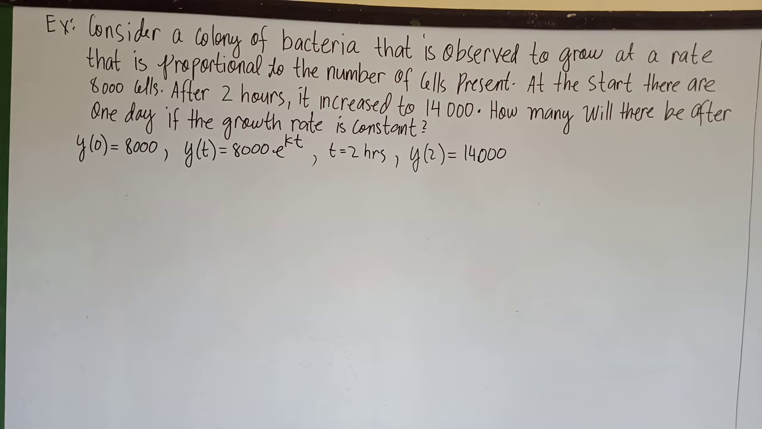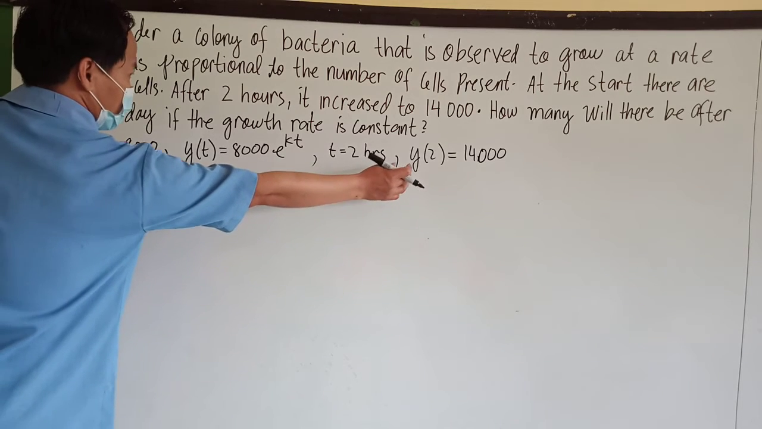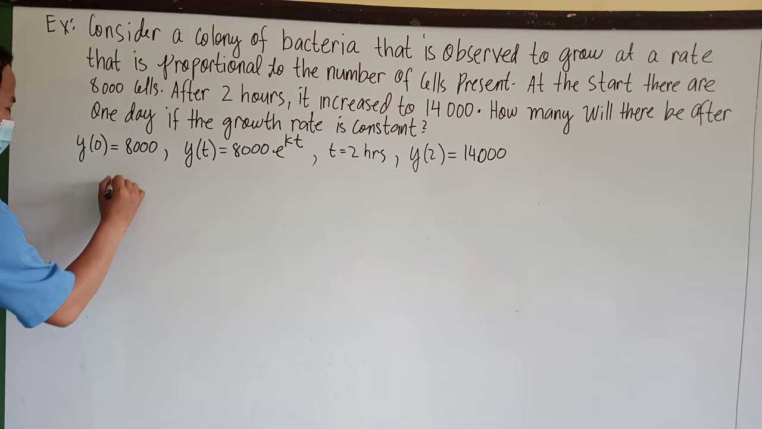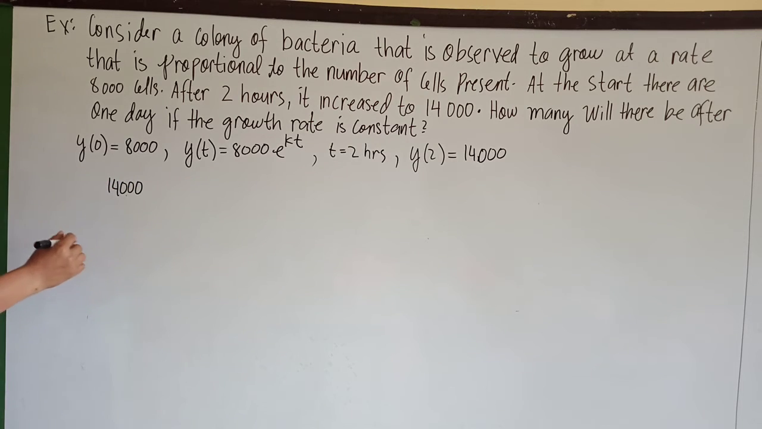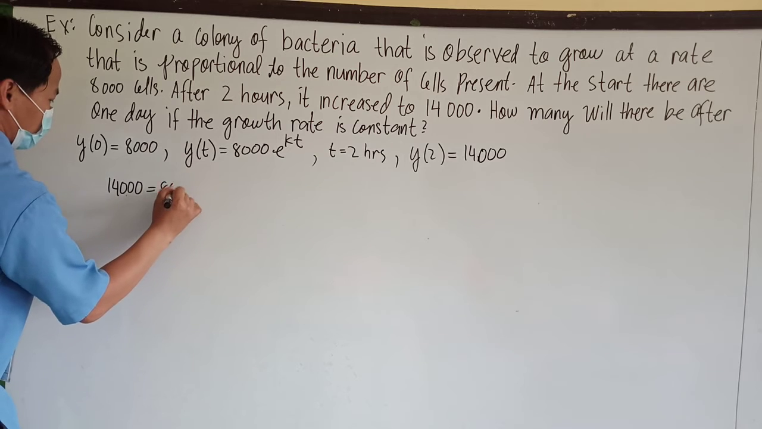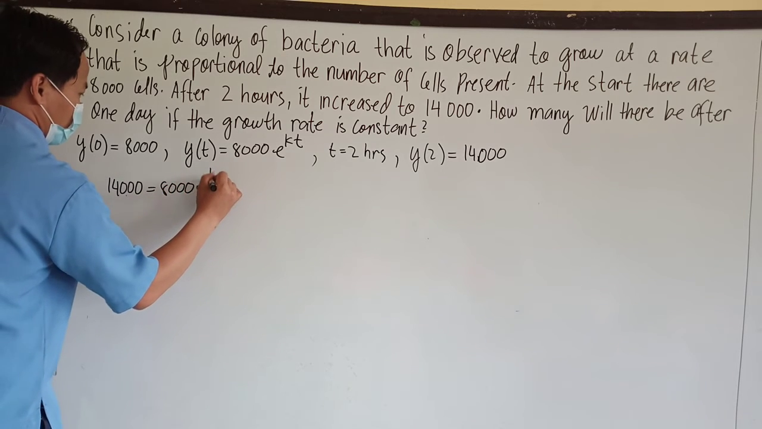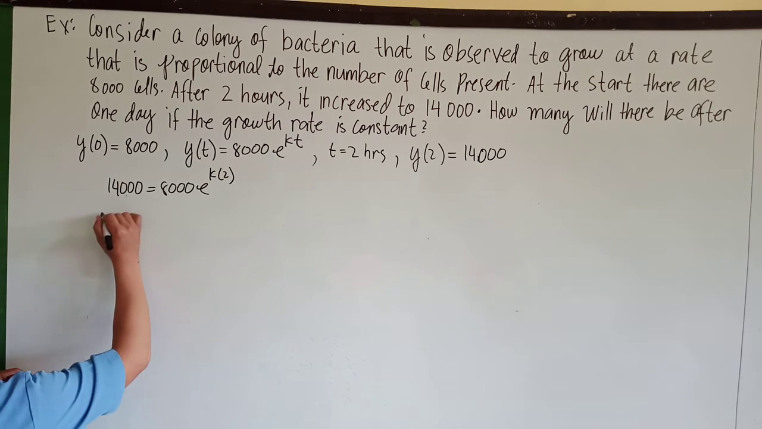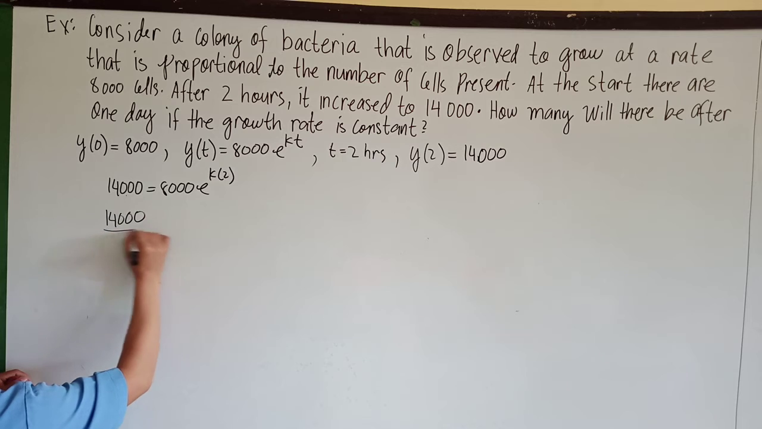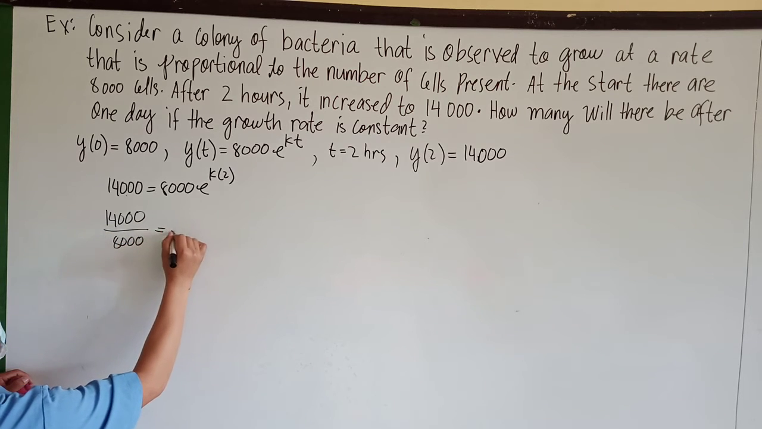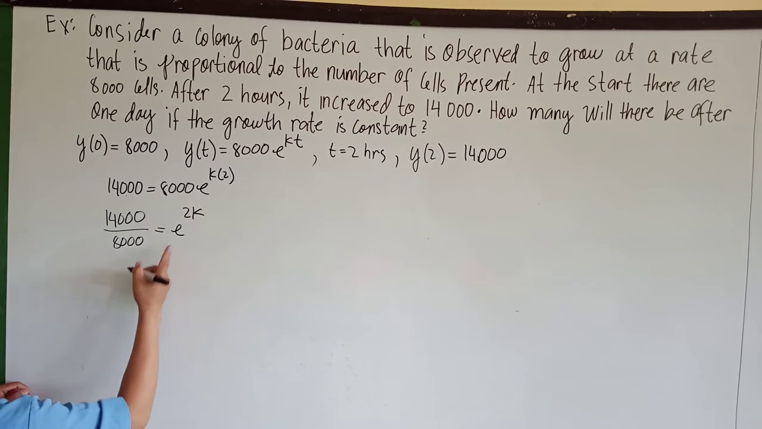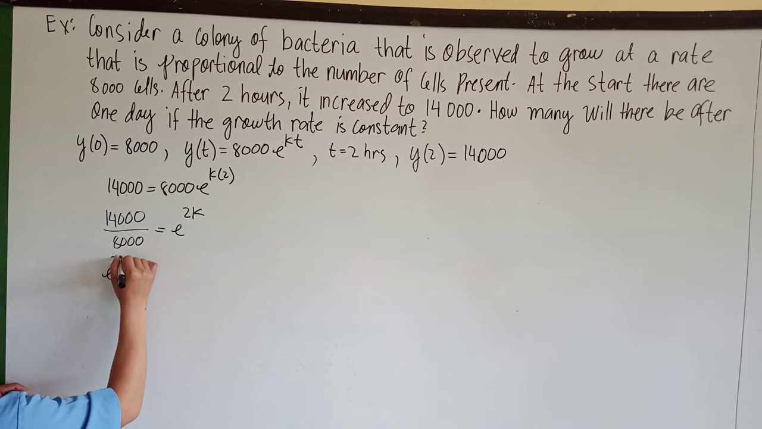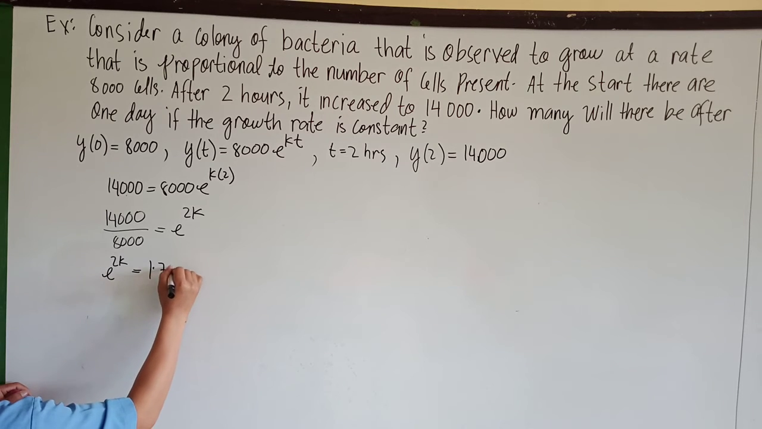What we want to find out now is we'll have to solve first for the value of the constant. So from this given function, we can write 14,000 is equivalent to 8,000 e to the power of k times t, which is 2 hours. When t is equal to 2, 14,000. So we can now divide both sides by 8,000. So 14,000 divided by 8,000 is equal to e to the power of 2k. Then e to the power of 2k is actually equivalent to 1.75.